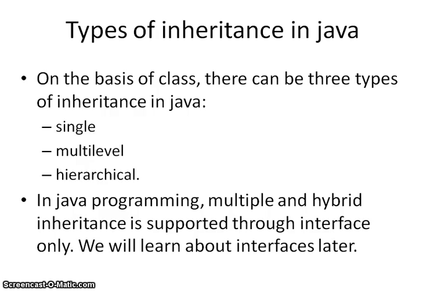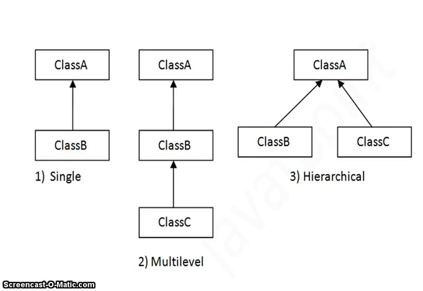There are types of inheritance in Java. On the basis of class, there can be three types of inheritance in Java: single inheritance, multi-level inheritance, and hierarchical inheritance. In Java programming, multiple and hybrid inheritance is supported through interface only. We will learn about interface later in this chapter. This is a graphical diagram of single inheritance, multi-level inheritance, and hierarchical inheritance.